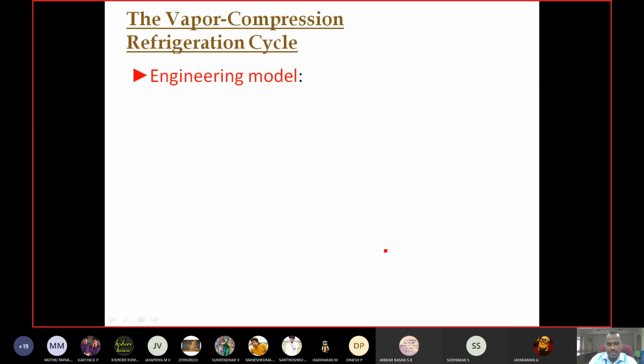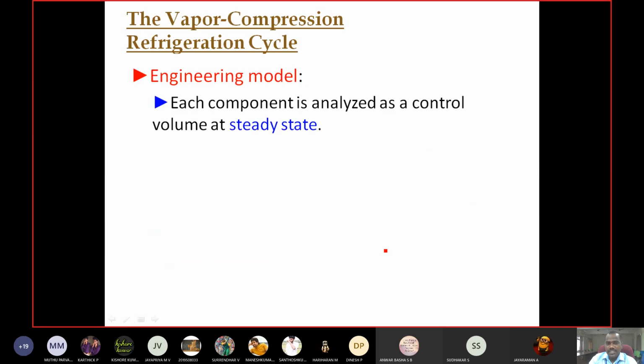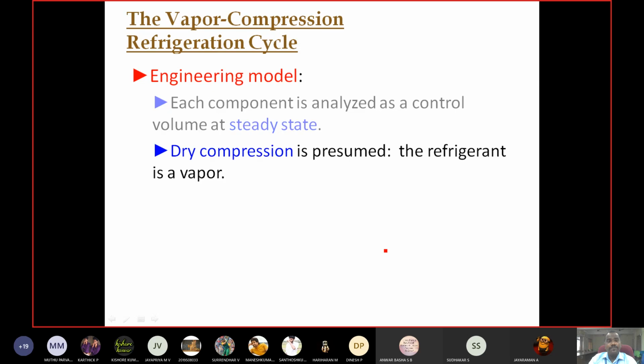Then for the engineering models of this VCR, each component is analyzed as a control volume at steady state. We know what a control volume is and we know what steady state is. Then dry compression is presumed here, so the refrigerant is a vapor.